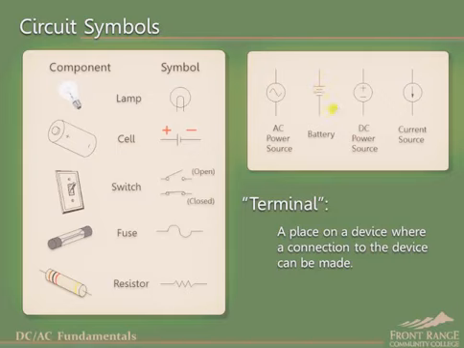Next is the most common symbol used to represent a battery as typically drawn. Remember that the side of the symbol with the longer line, in this case at the top, is the positive terminal, and the side with the shorter line represents the negative terminal. To the right of the battery symbol is a symbol representing a generic DC voltage source.